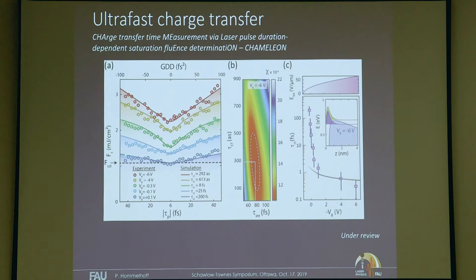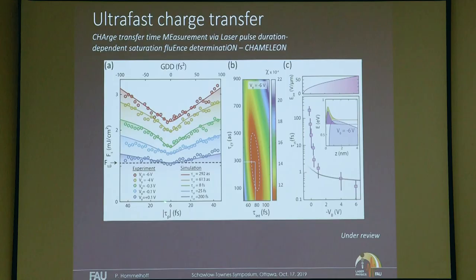At 0 volts, for example, we hardly see any dependence of the saturation fluence on the laser pulse duration, which means that this charge transfer takes place on timescales much longer than all the laser pulse durations we have here. The process is basically insensitive to this. But now if we increase the bias voltage, meaning we lower the Schottky barrier, all of a sudden we get a very steep dependence, so steep that even when we shoot with 6 femtoseconds, we see a change right away. That means that this charge transfer takes place on timescales faster than the laser pulse duration.